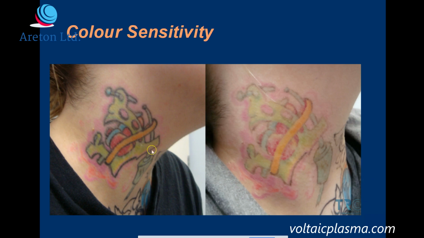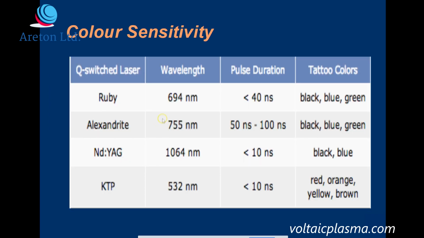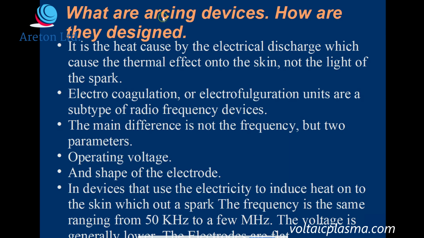This is another example where we're seeing that the darker colors after laser treatments are more attenuated than the lighter ones. And this is just another example where we show the type of wavelengths being more effective on certain colors than others. So what are arcing devices?